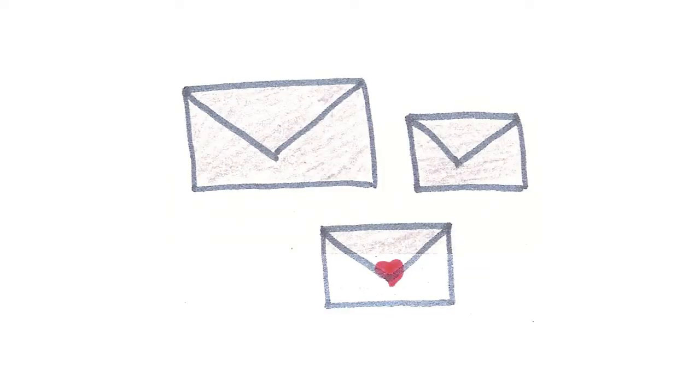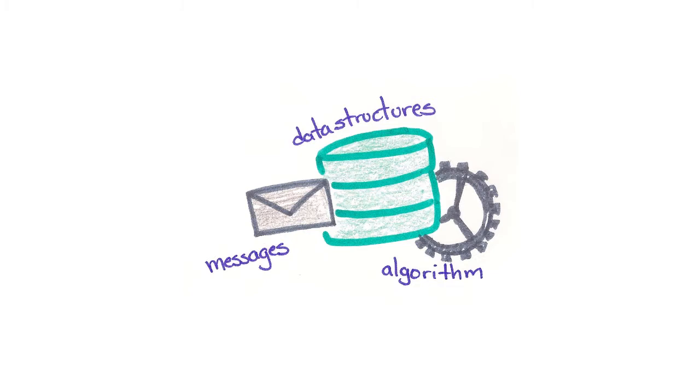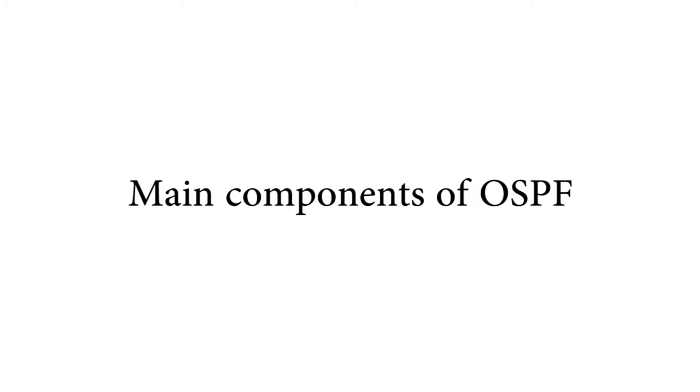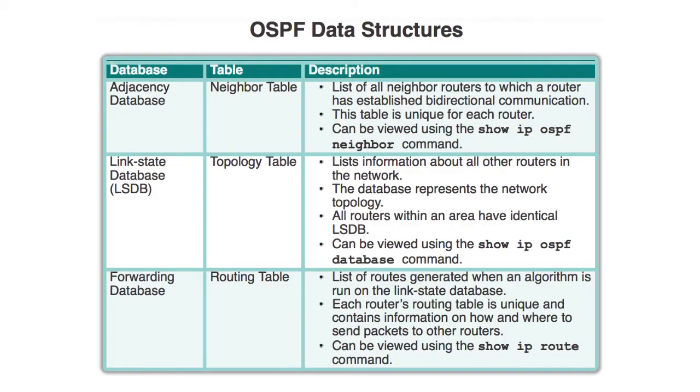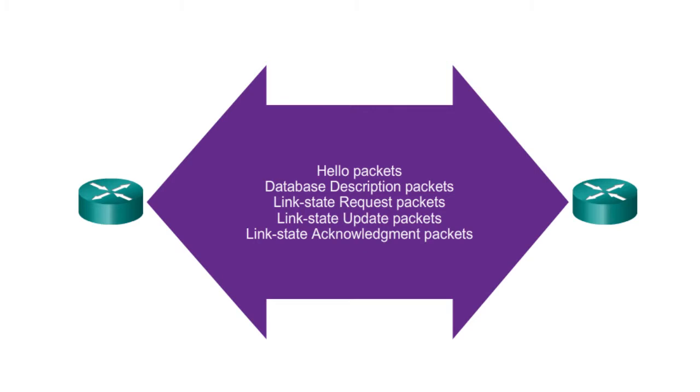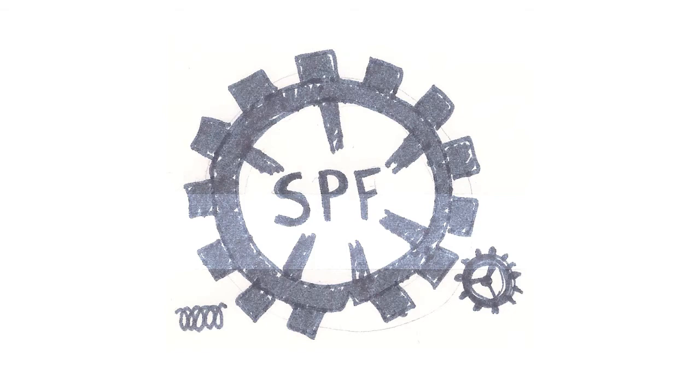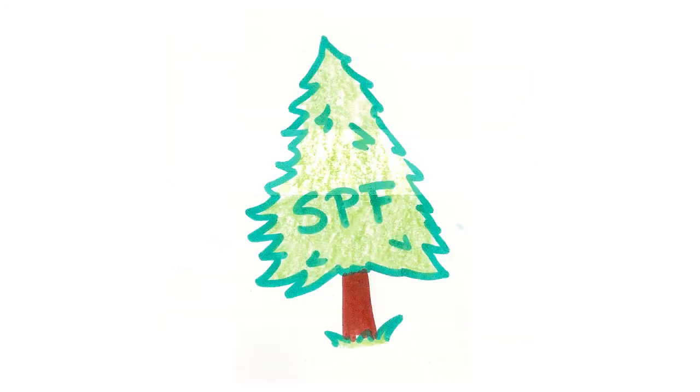All routing protocols use messages to exchange route information and build data structures, processed through a routing algorithm to obtain the best route. The three main components of OSPF include data structures, the adjacency, link state, and forwarding databases, which are kept in RAM; routing protocol messages, used to discover neighboring routers; and the algorithm. OSPF uses Dijkstra's shortest path first based on cumulative cost to reach a destination, creating an SPF tree to calculate best routes.